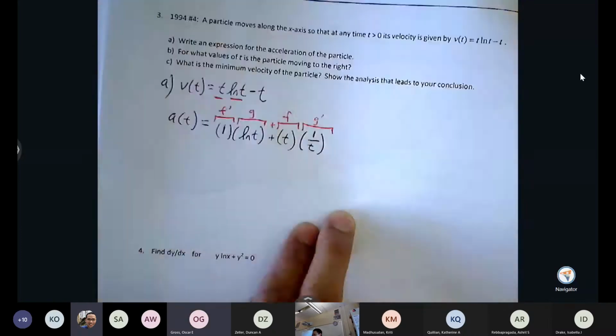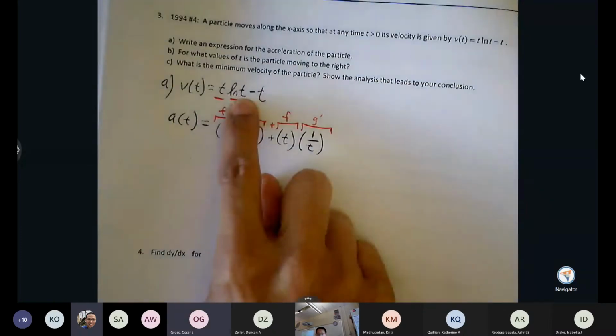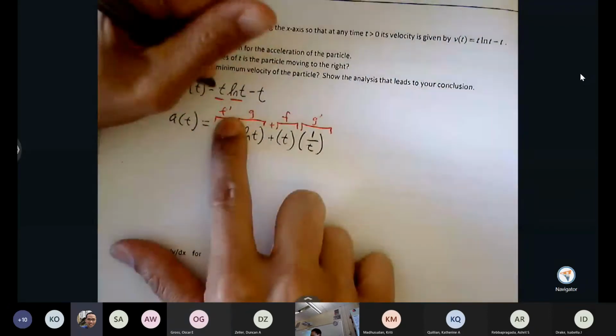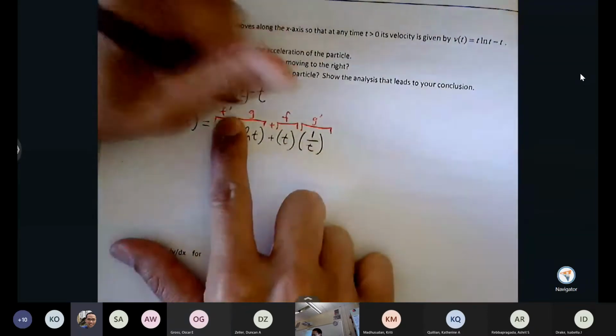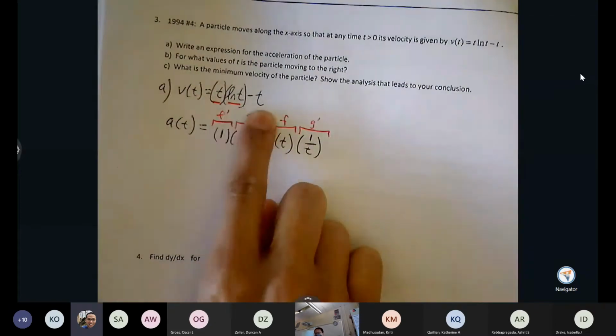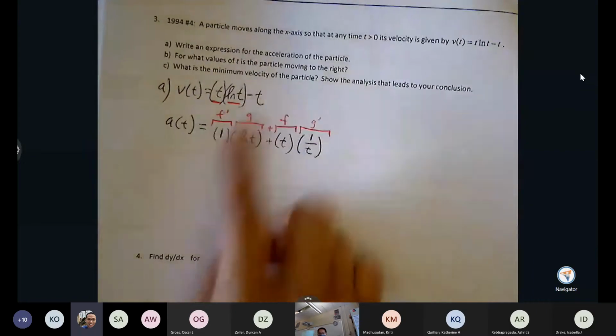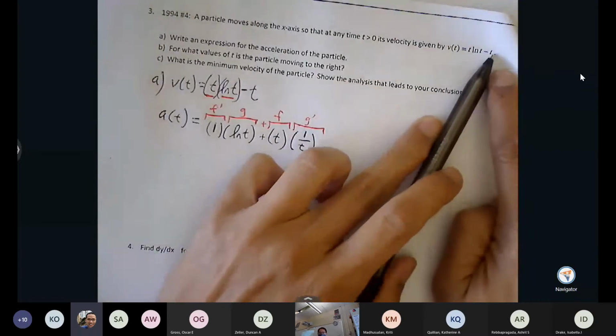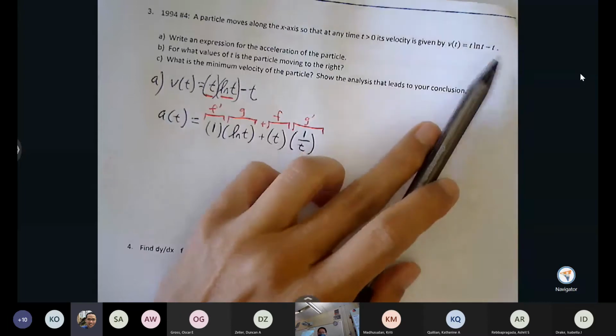I thought the log included the t minus t. Oh, okay, yeah. So these are separate. It looks like this. If the t and minus t are together, the problem will have to put parentheses around it. Otherwise, if you don't see parentheses, we have to assume that this is something outside of the natural log.